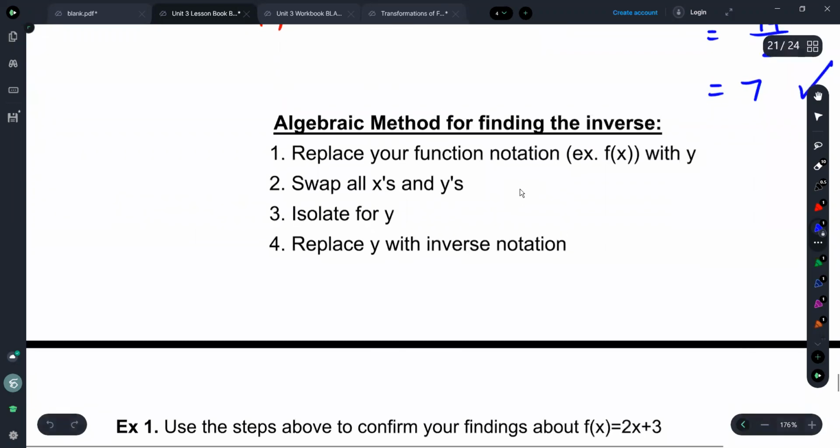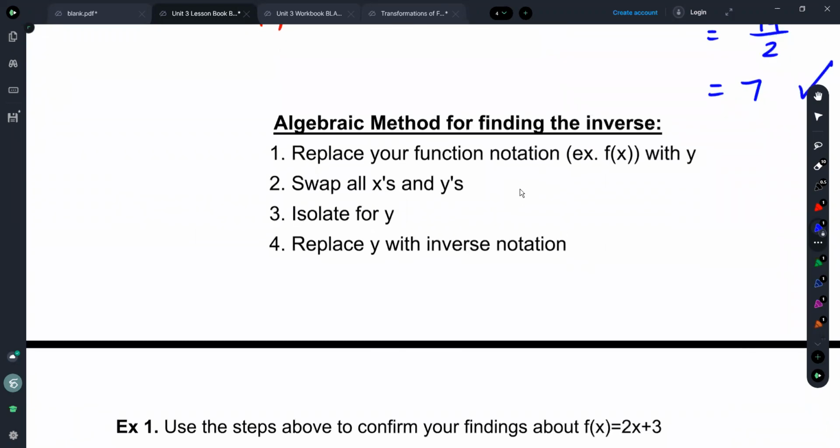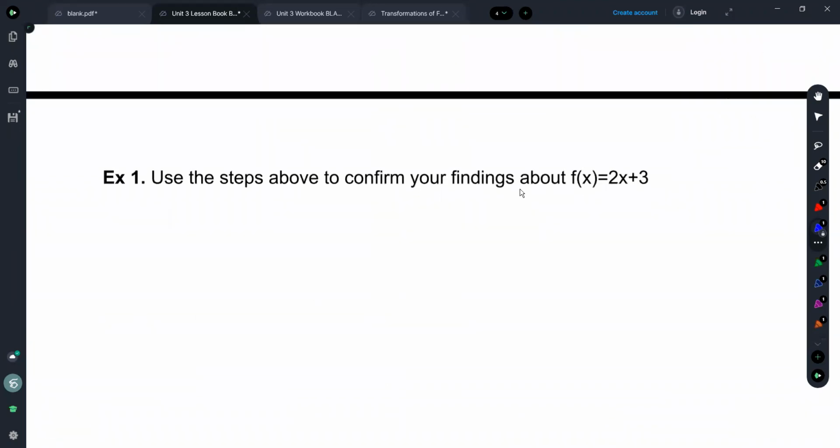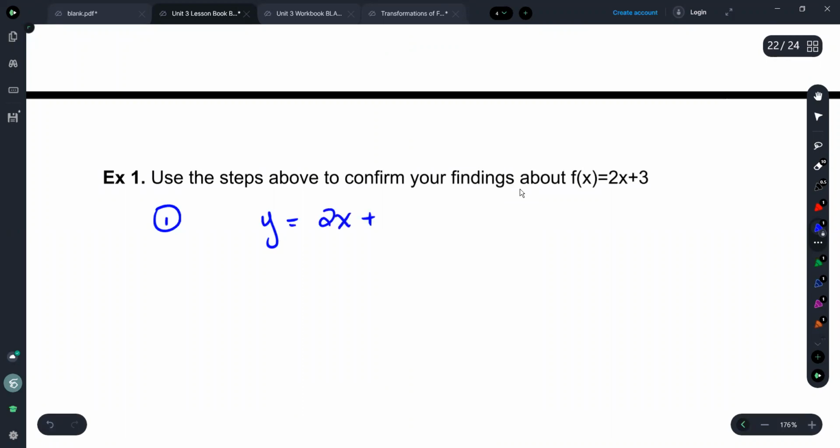All right, so first step, replace your function notation, whatever that is, with y. So first thing I'm going to do is replace f at x with a y. You know those are interchangeable. Okay, second step, swap all x's and y's. So wherever you see an x, replace it with a y. Wherever you see a y, replace it with an x.